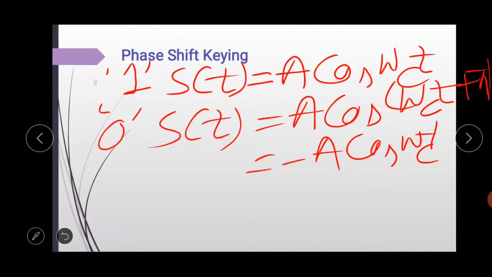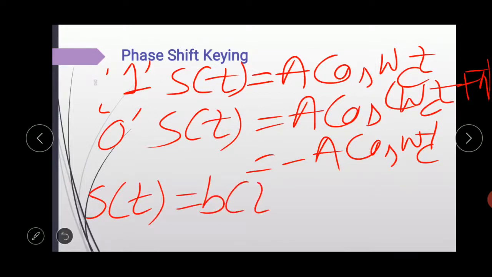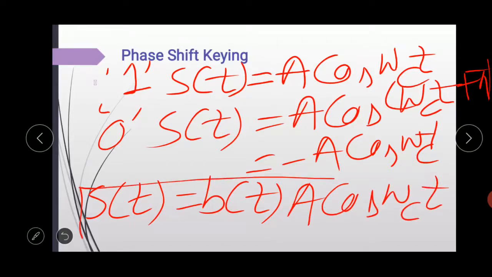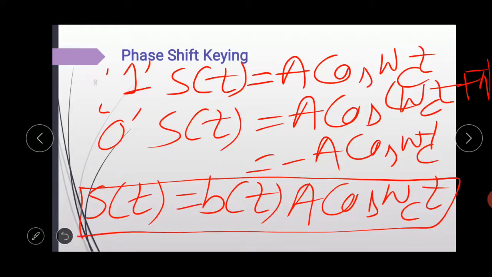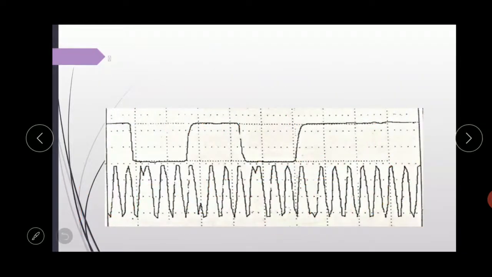So we can define the PSK signal combinedly: S of t equal to B of t A cos omega ct. B of t means +1 when binary 1 is transmitted and -1 when binary 0 is transmitted. This is the waveform, and this is the modulating digital signal. Whenever a transition occurs, the phase shift is also obtained there.